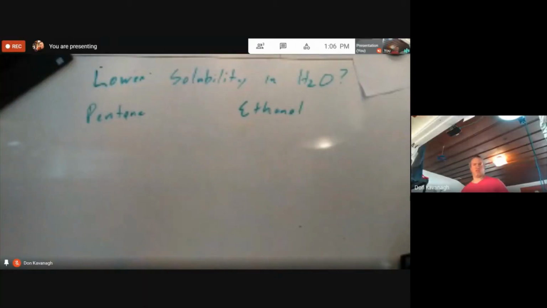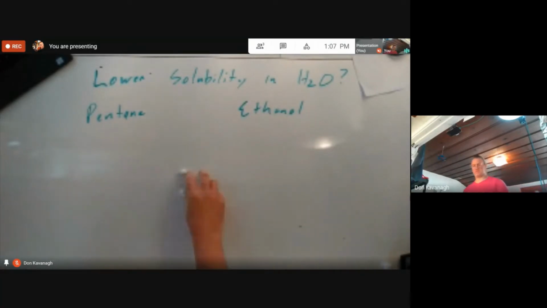Which of these has the lower solubility in water, pentane or ethanol? We should talk about water first. Here is a little model of a water molecule.